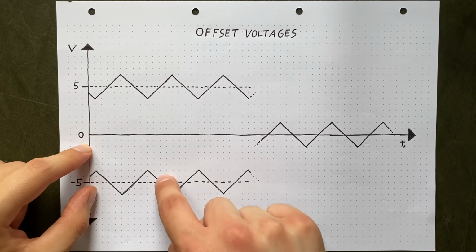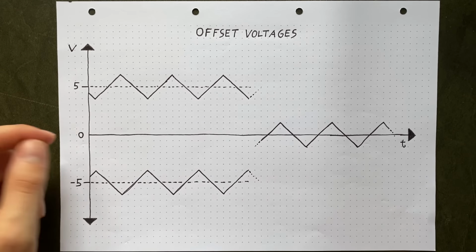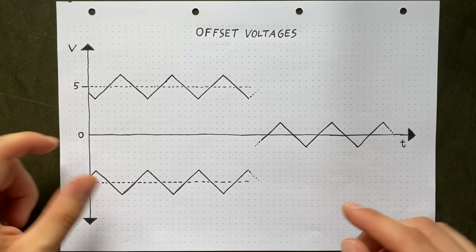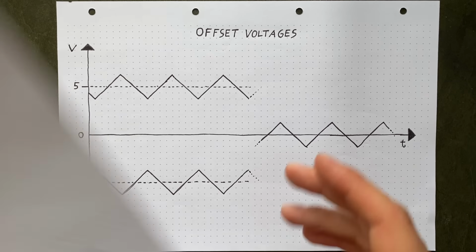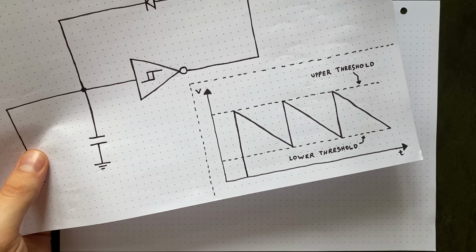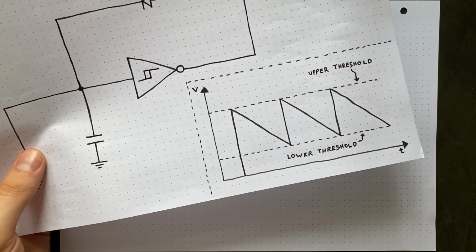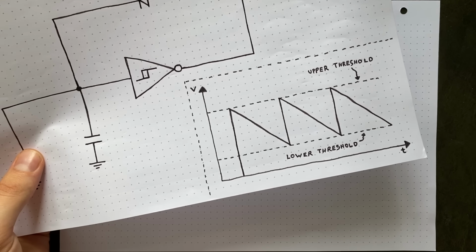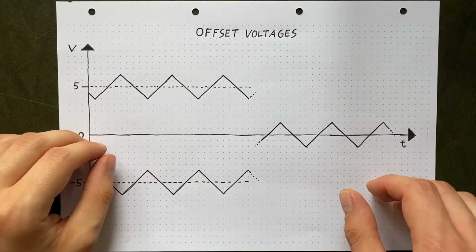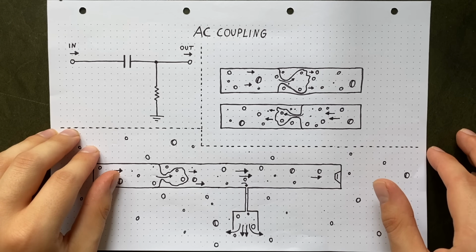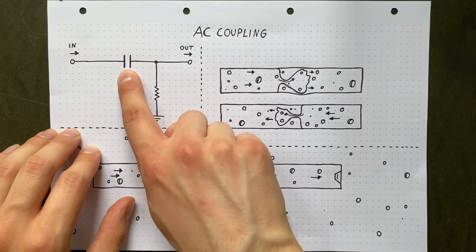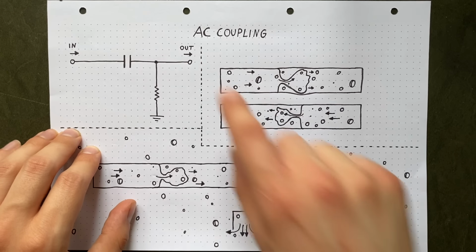But these two oscillations have what we call an offset voltage. +5 for this one, -5 for this one. And if we look at the graph for our oscillator again, this is also off-center. That is not ideal for audio signals because it might cause an amplifier to distort the sound. So what we need to do is remove any offset voltage from our oscillation. Thankfully, doing that is really easy. We just need two components, a capacitor and a resistor, set up like this.